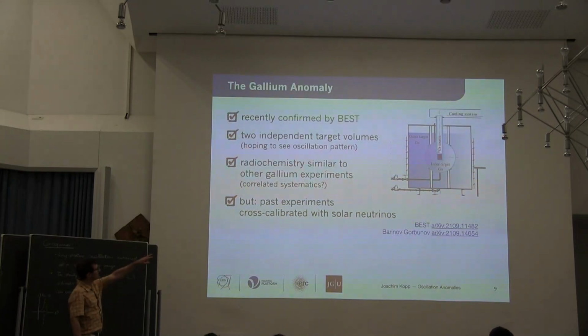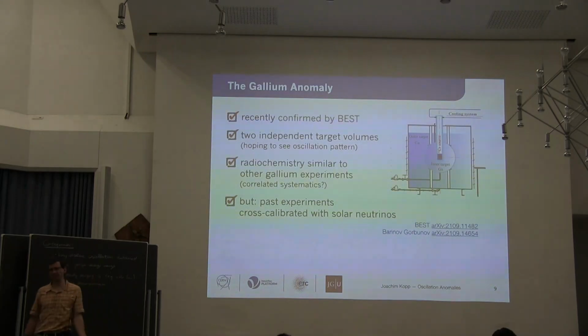The advantage this time is there are now 2 volumes of gallium. The hope was that they would see a different amount of disappearance in the 2 volumes, maybe giving a first hint that there's actually an oscillatory pattern. Well, they did not see that, but they saw a significant deficit, so this stands now at almost 5 sigma. And people have thought about lots of explanations. No one has really come up with a good explanation beyond the standard model. People have come up with a lot of interesting explanations within the standard model, but all of them have been refuted.